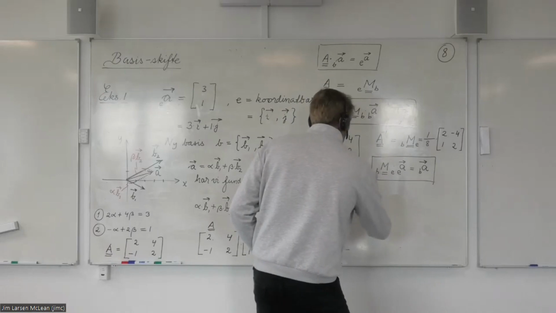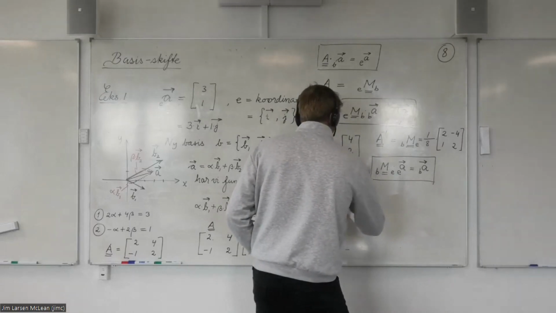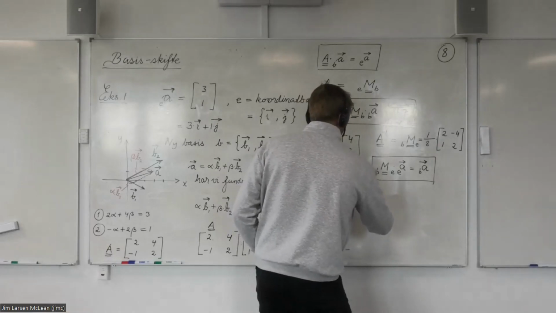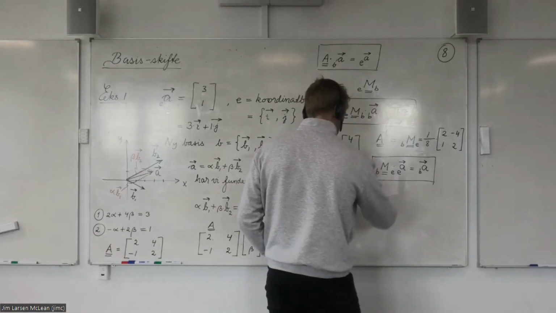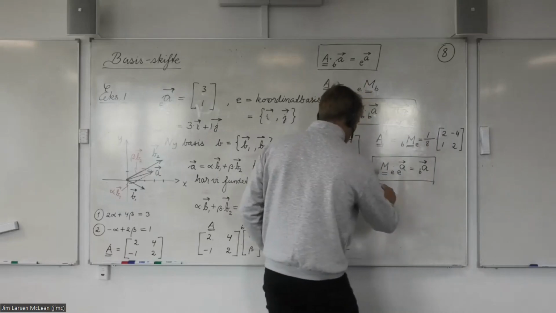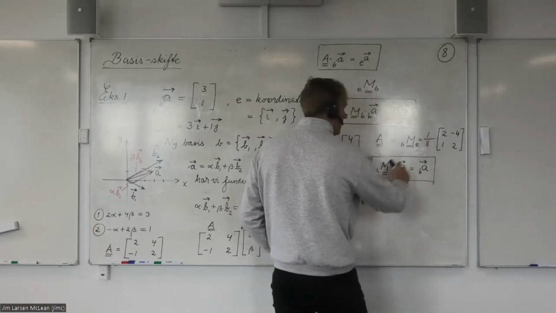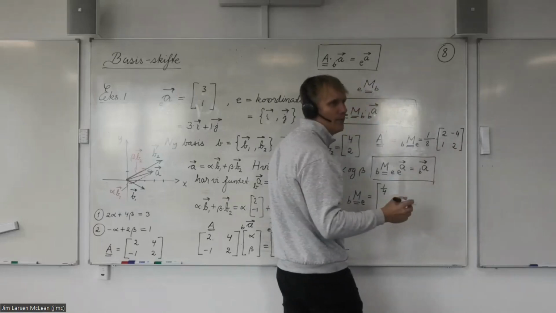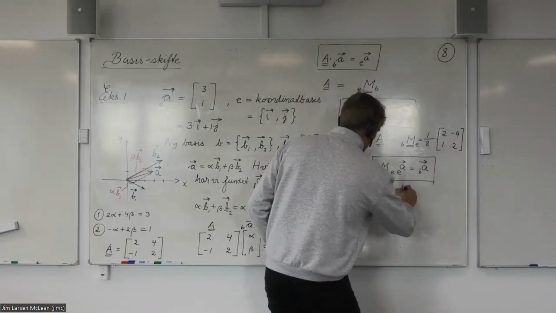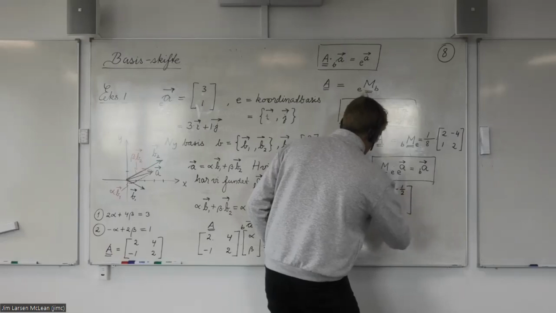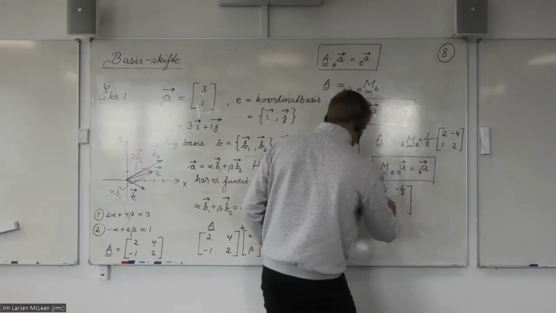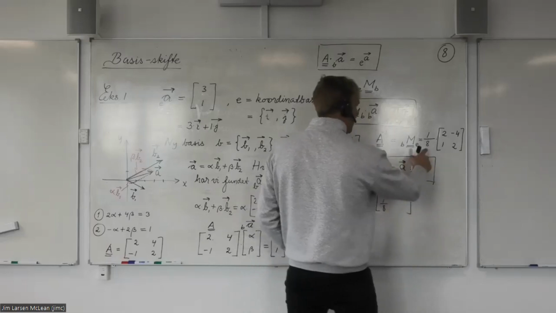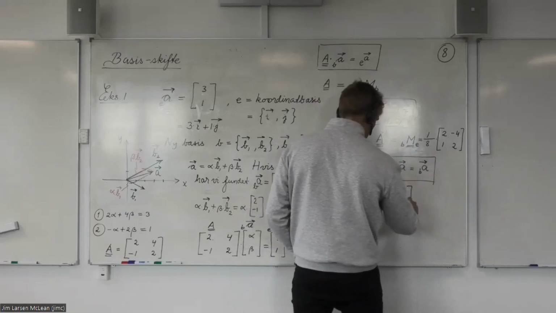What does the basis change matrix from E coordinates to B coordinates give? Well, it is 1/8 times 2, which is 1/4. 1/8 times negative 4 is negative 4/8, which is the same as negative 1/2. 1/8 times 1, well, that's just 1/8. And 1/8 times 2, well, that is 1/4.